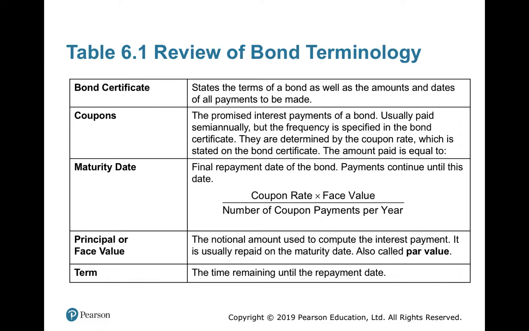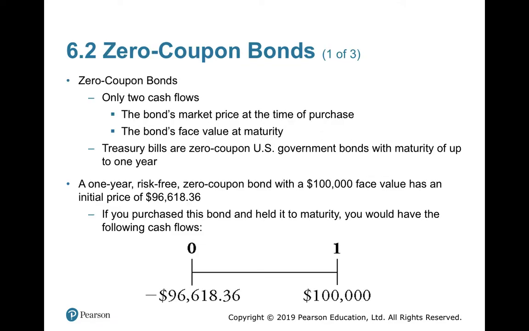Term is the time remaining until the repayment date. For example, a bond issued in 2020 for 20 years, and we want to calculate the term in 2021. It will be 19 years. Why? Issued in 2020 for 20 years. Now it is 2021, so 1 year is finished. So remaining life is 19 years. So that's the way we calculate the term of the bond.